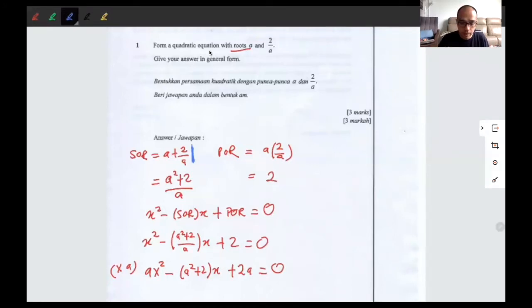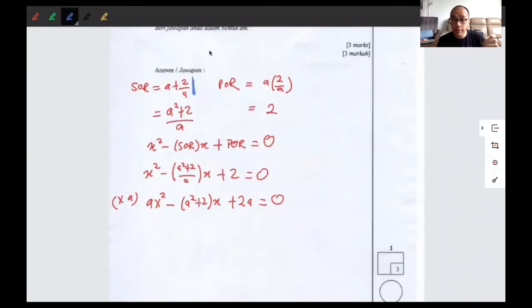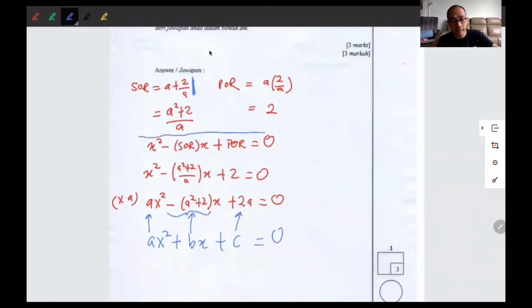Okay, and this is general form lah. Just to remind you, general form is ax squared plus bx plus c equals to 0. So this is a, this whole thing is b, and this is c. Okay. Now, the most important thing to remember is the template lah. Obviously, the template is this. x squared minus sum of roots x plus product of roots. Okay, don't forget that. All right, next question, number 2.